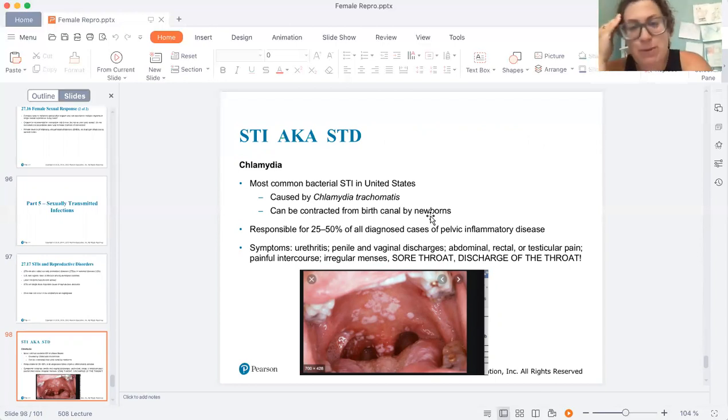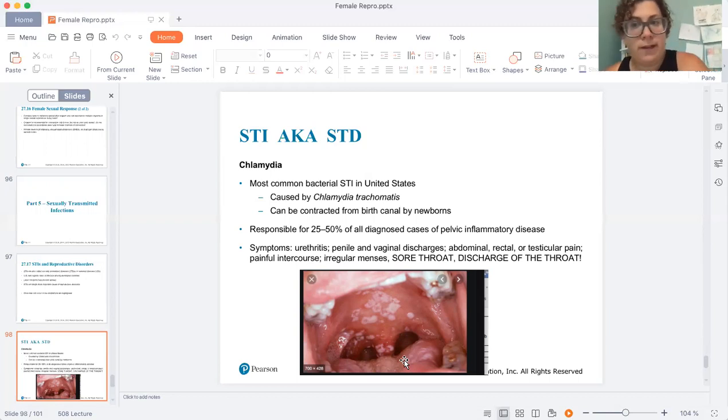So it's mostly responsible for what's called pelvic inflammatory disease. As I said, it normally affects the cervix, but it can occur in the throat. This is a lovely look at someone's throat when they have a chlamydial infection. See all this white gunk here? That is not supposed to be there. So sore throat and discharge of the throat are common when you see it in the pharynx.